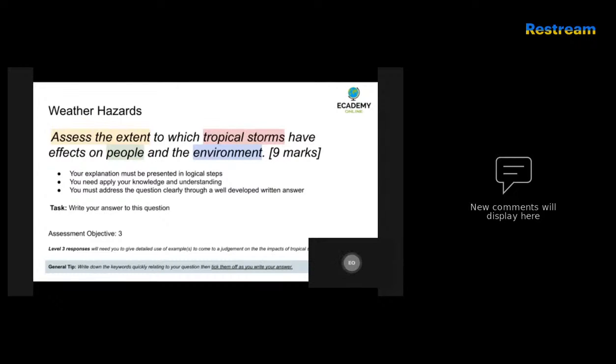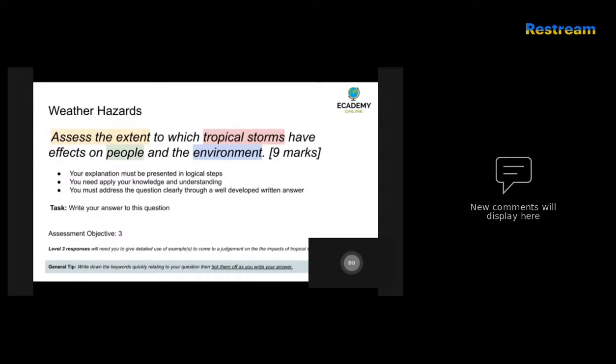Okay, depending on which example you're using, the cases might vary. So remember, highlighting the keywords, annotating them before you start answering the question is going to have a major impact on the quality of what you end up writing.